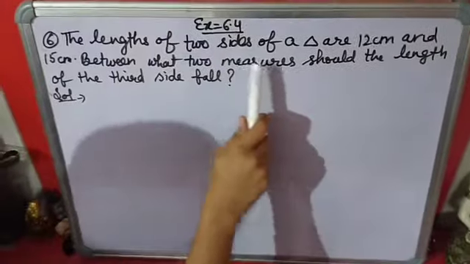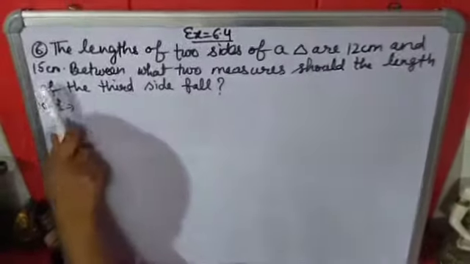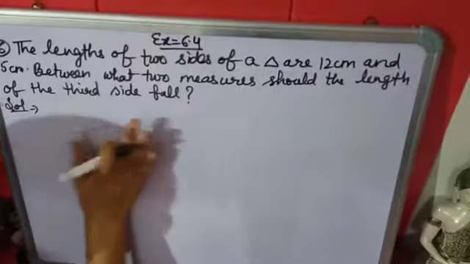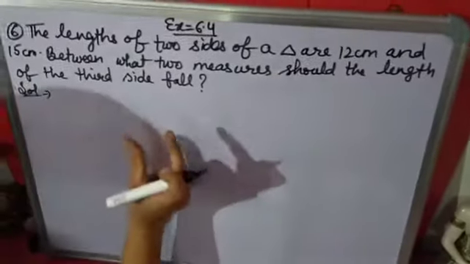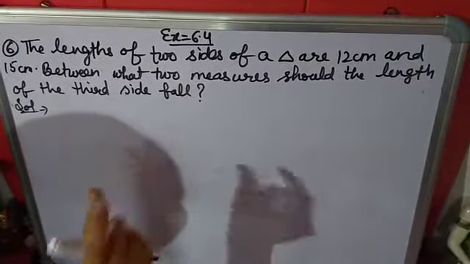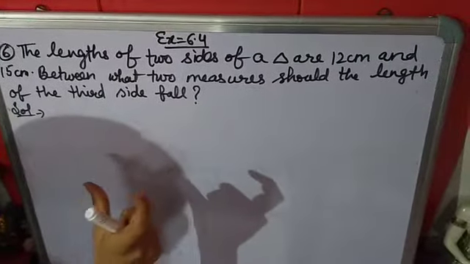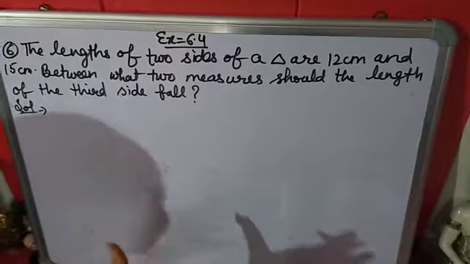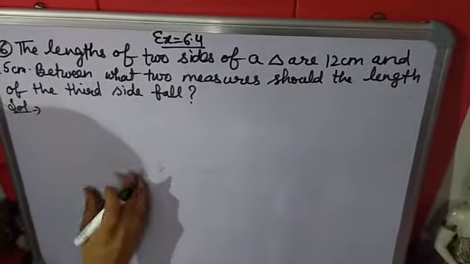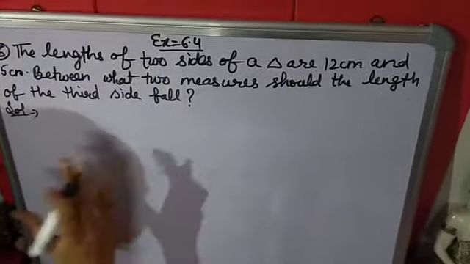The lengths of two sides of a triangle are 12 and 15 centimeter. Okay, two sides are given. Between what two measures should the length of the third side fall? You have to tell that the third side will fall between which two numbers. So you know that the sum of two sides of a triangle is greater than the third side. Okay, so we will use that property.